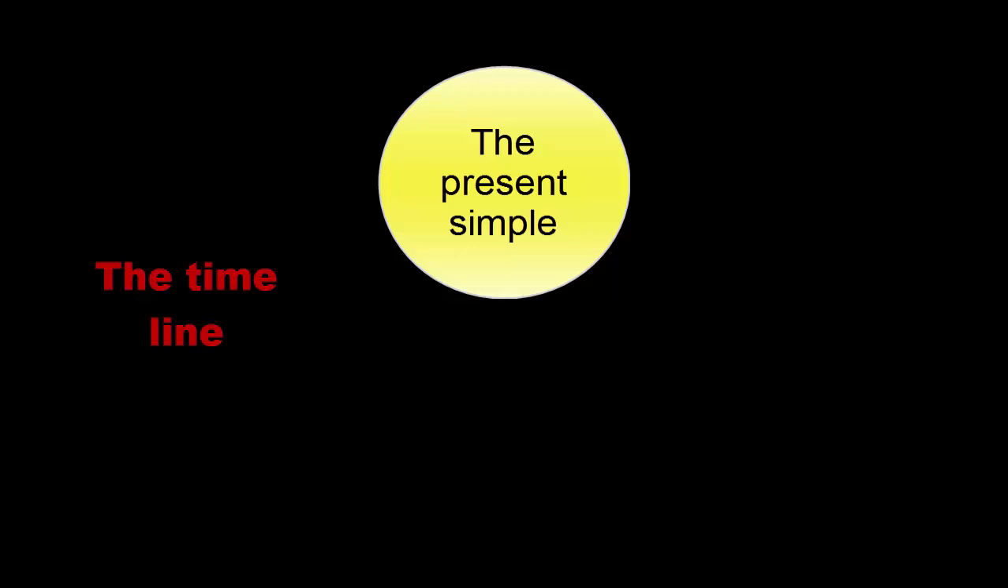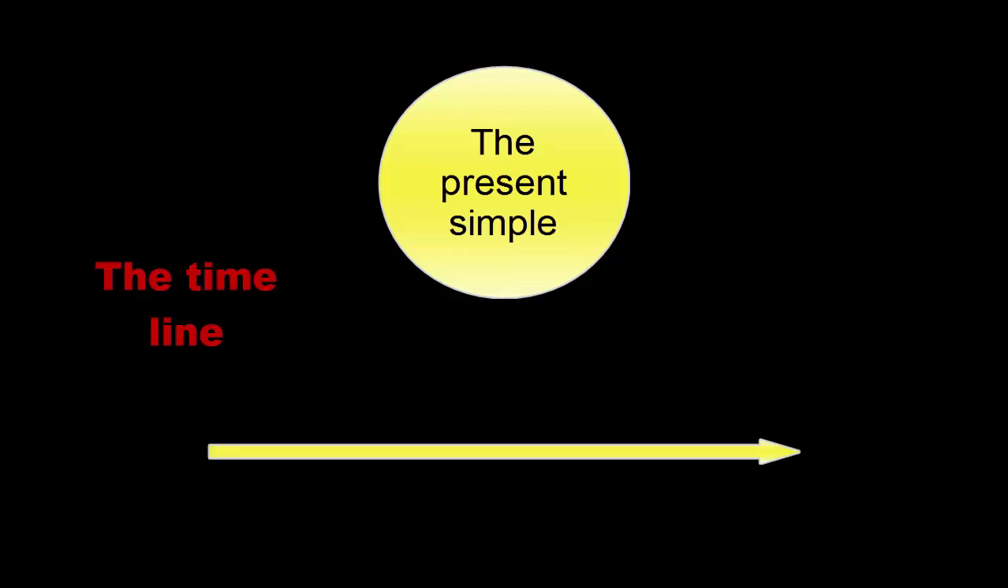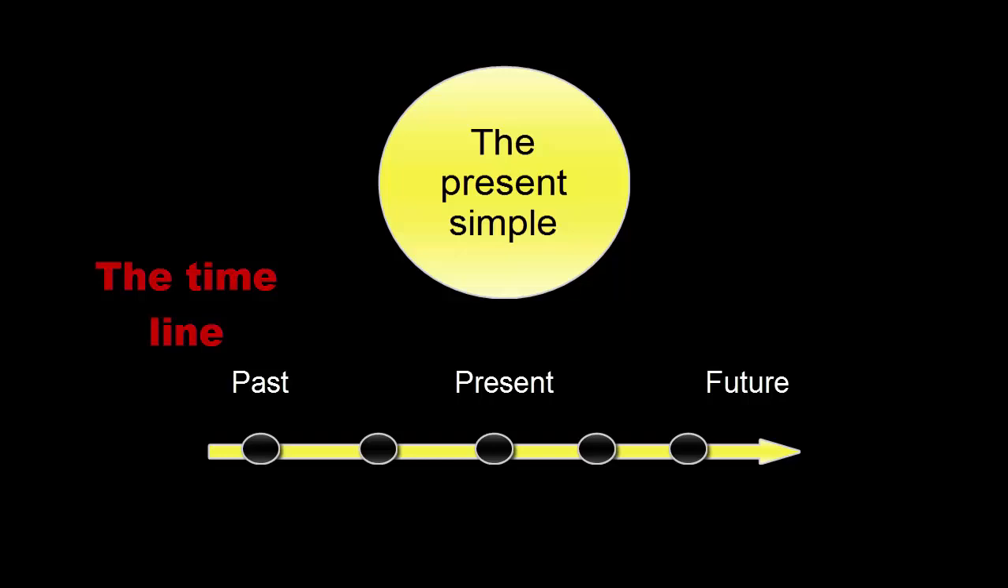So the timeline is represented by an arrow that contains the past, the present, and the future. So the present is always correct through all this arrow. So we find it in the past. We can say present phrases in the present, of course, and in the future too. It remains always true and correct.